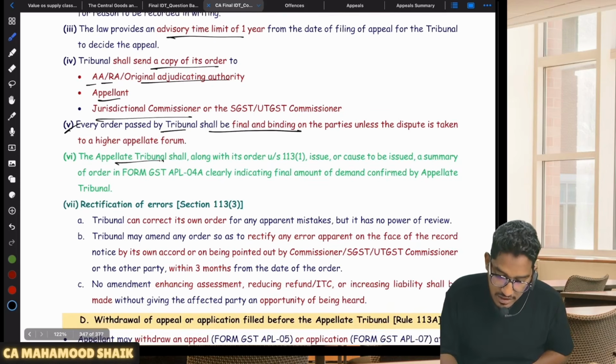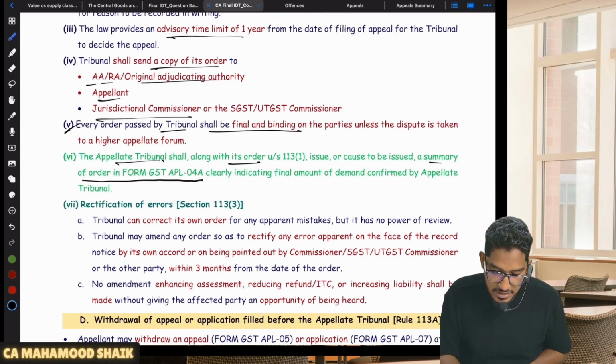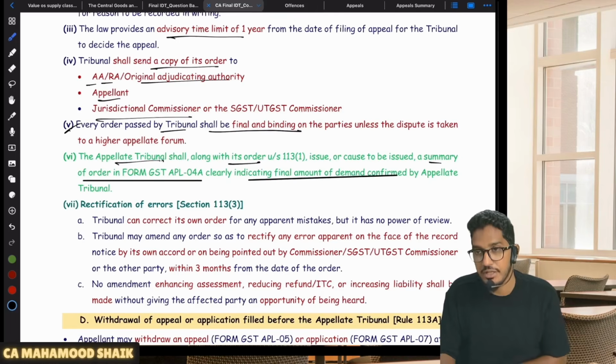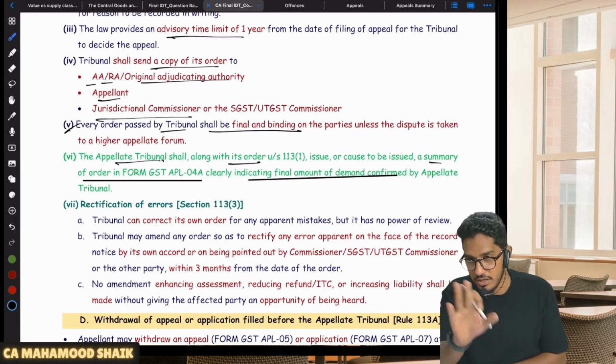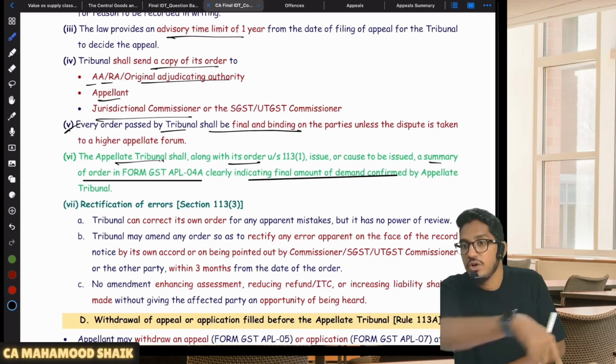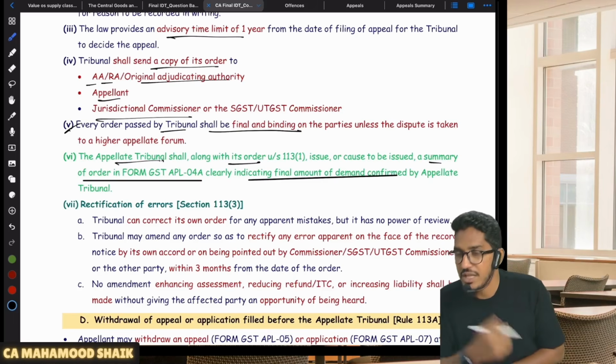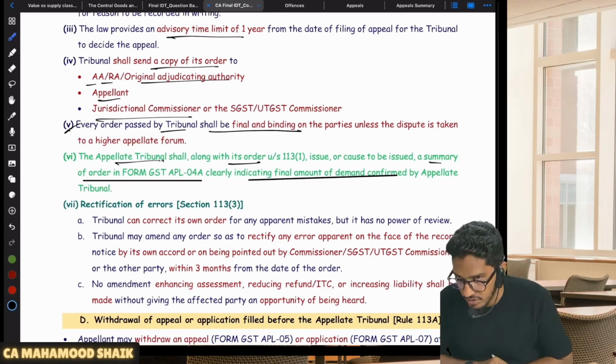The appellate tribunal will give you the court order. Along with that, they should also give a summary order in form GST APL 04A, clearly indicating the final amount of demand confirmed by the appellate tribunal. So they will issue the order, and along with it, a demand order also, like the way a 74A demand order comes. As the appellate tribunal, you fixed the amount, so you also give the demand order to the appellant, which will act as a collection. That means demand proceedings will start within 3 months. You have to pay the money. If you don't pay the money, recovery proceedings will start. That's why they have asked to issue the demand order also.